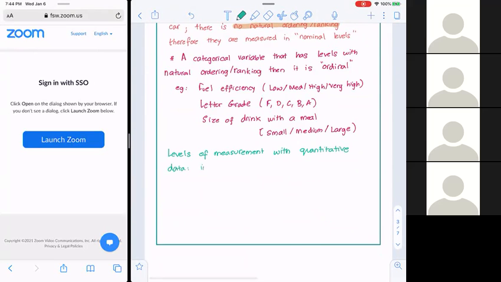The first one is interval. The other is ratio. So when is the interval level of measurement important? Interval levels are typically used to specify ranges.